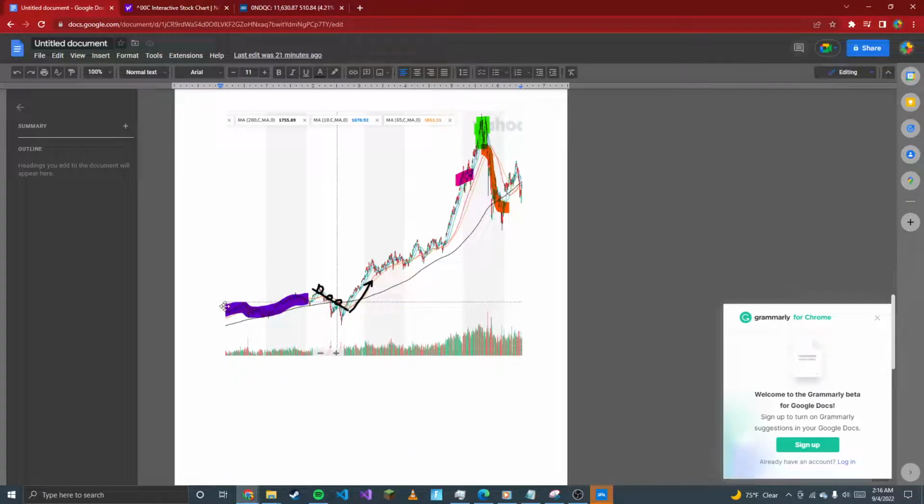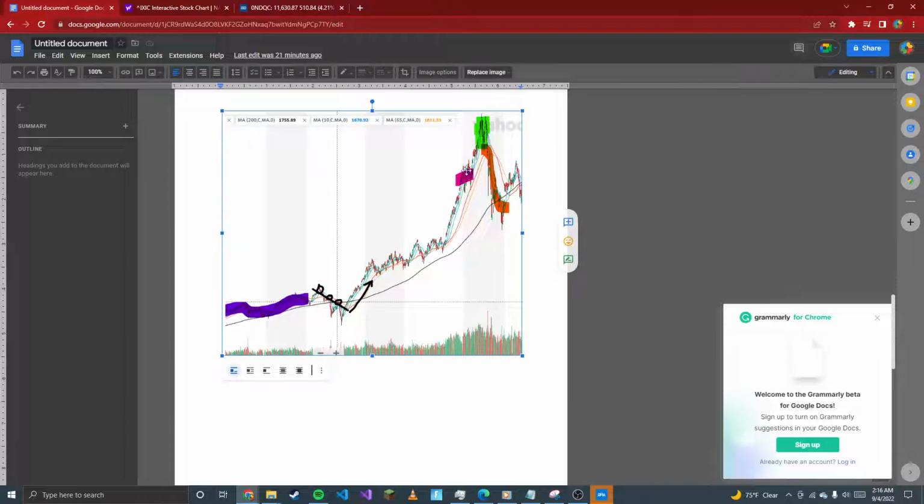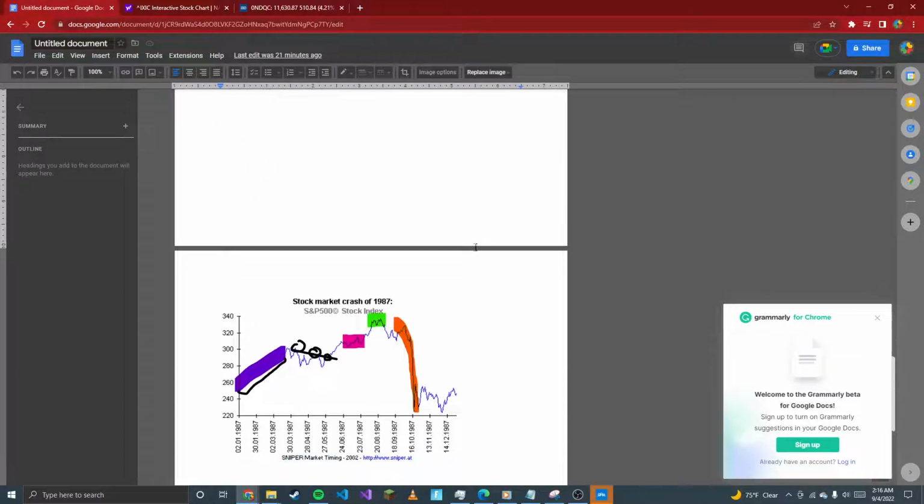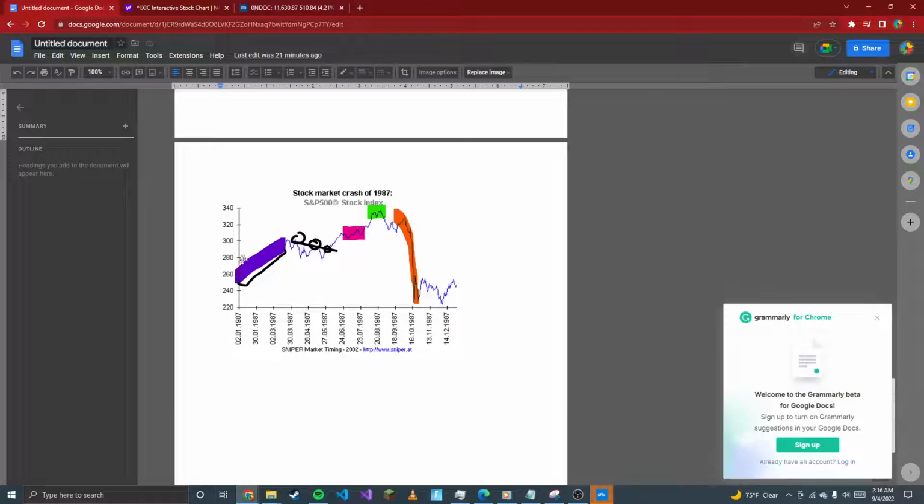Former uptrend, and the line failed to rally, failed to rally, failed to rally, rallies, goes up. Distribution, accumulation, distribution. You could short here, and then you can make money off the crash. The previous uptrend, the line failed to rally, failed to rally, failed to rally. Accumulation, distribution. You can short here, and then you make a lot of money from the crash.